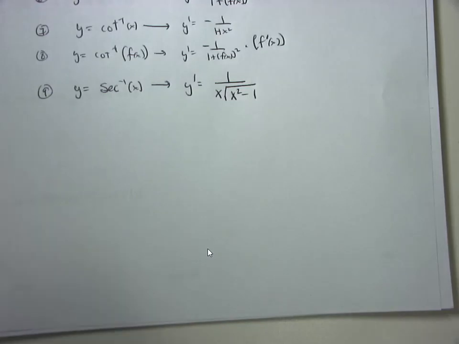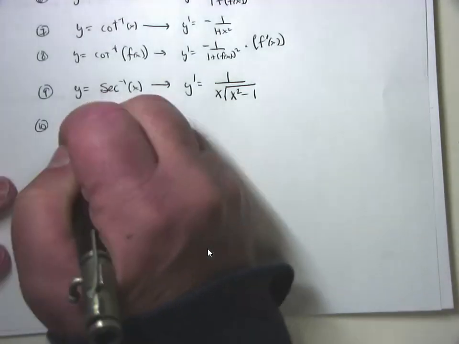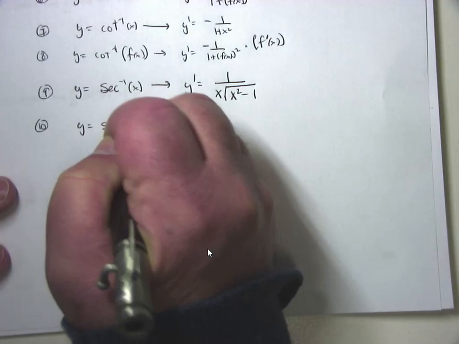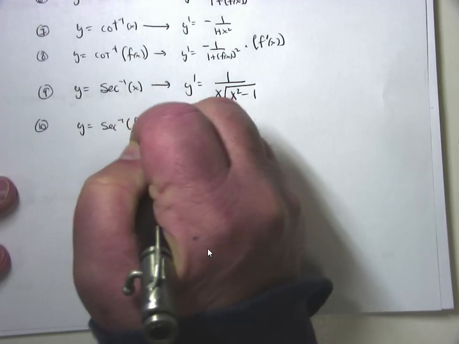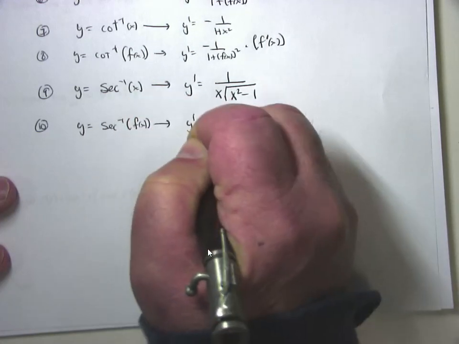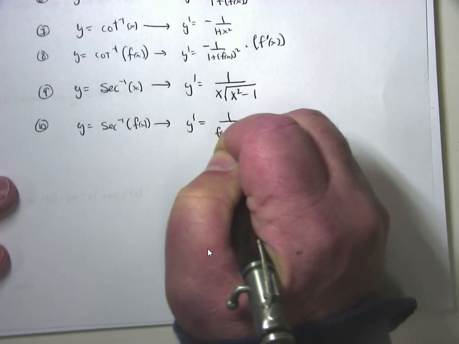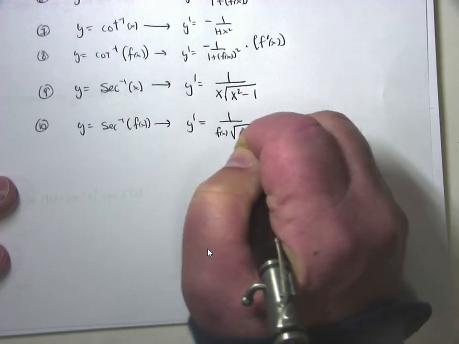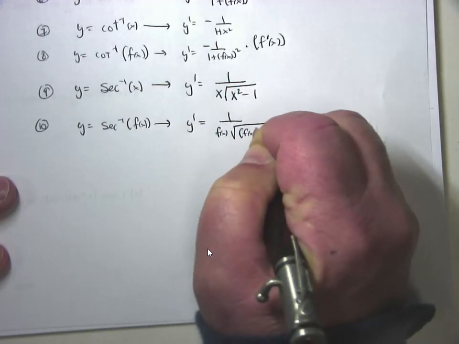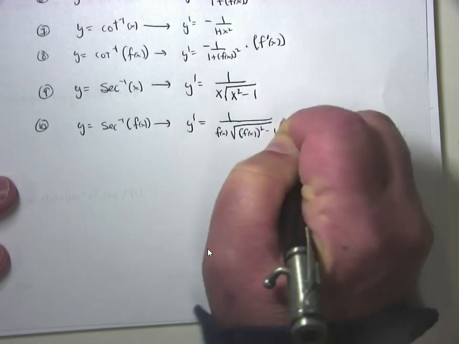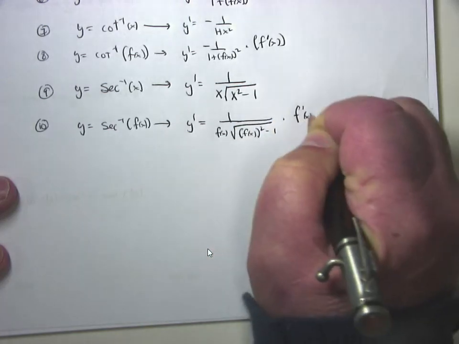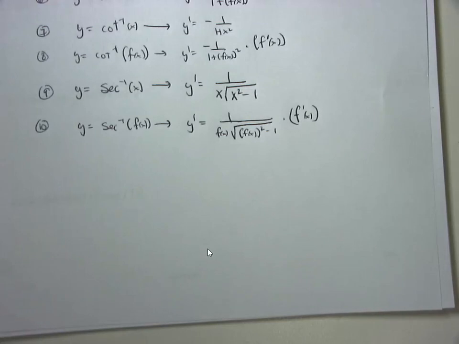And then, of course, you got the chain rule version of that. If y is equal to the secant inverse of a function, then y prime is equal to 1 over the function times the square root of the function squared minus 1, then times the derivative of the inside.